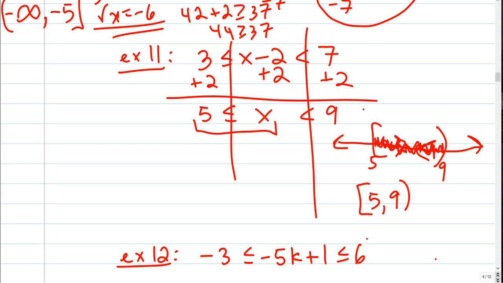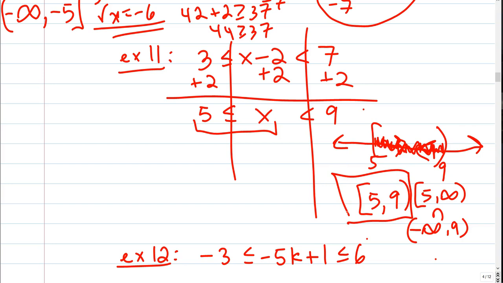The book will sometimes write this as 5 to infinity and negative infinity to 9. I'm technically fine with either answer. I just think the left one makes a lot more sense. Because if I'm doing from 5 to the right forever and 9 to the left forever and this and, we're only keeping the stuff in the middle, technically that's right. I just prefer to write it as a single interval. So you got choices.